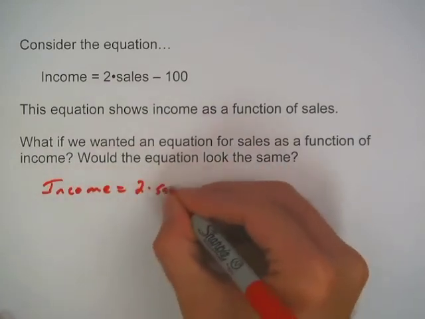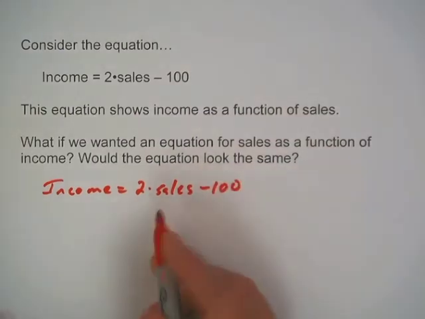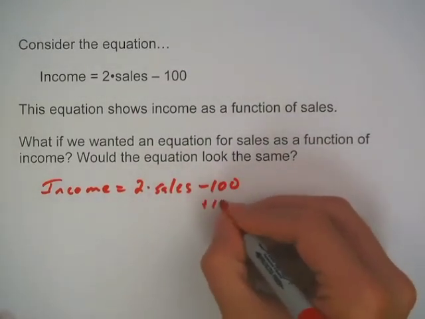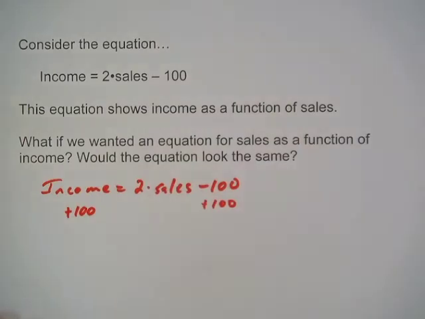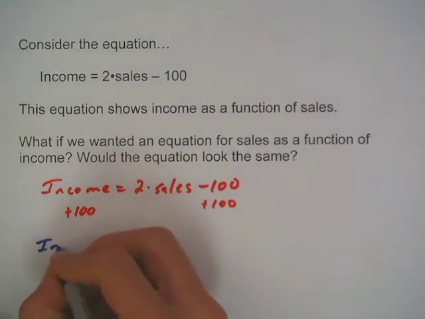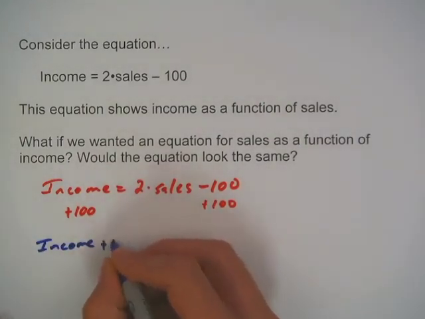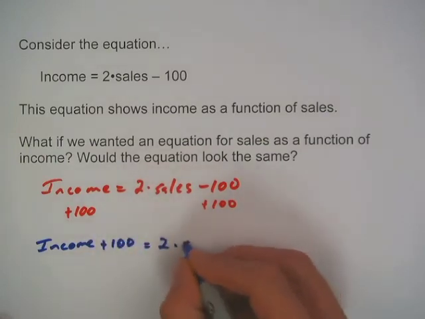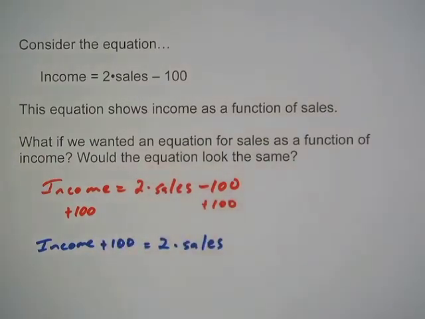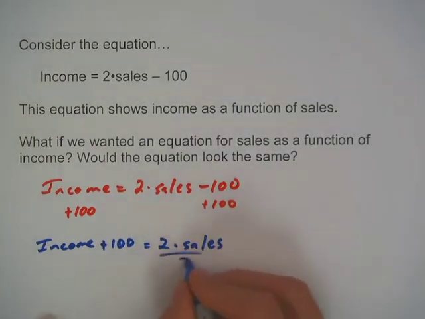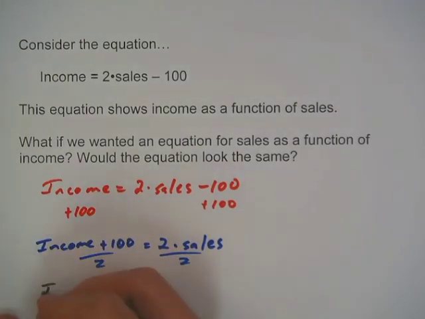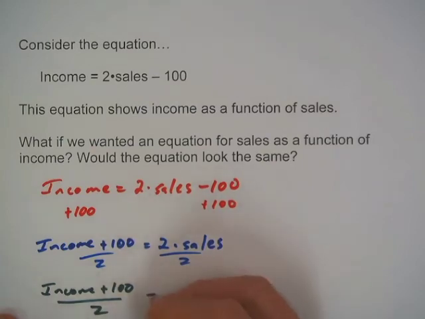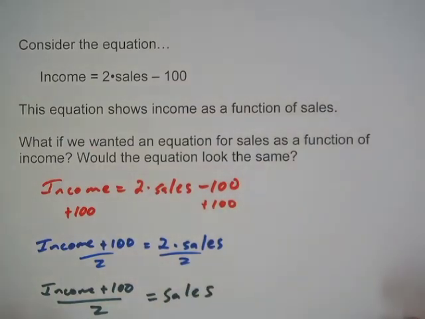Now if I'm solving this for sales, first thing I need to do is add 100 to both sides. Okay, so now what I'm left with is income plus 100 equals 2 times sales. Now the next algebra step I need to do is divide both sides by 2. Now what I'm left with is income plus 100, divided by 2, equals sales. So now my equation is an equation for sales as a function of income.